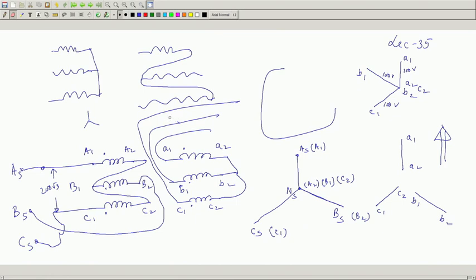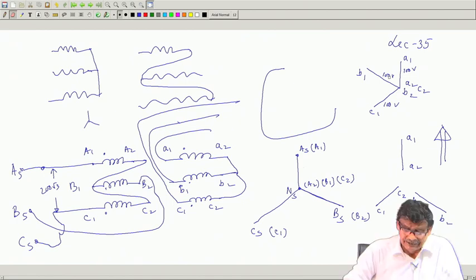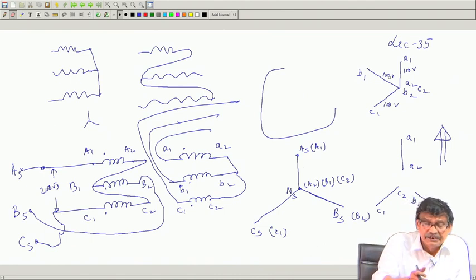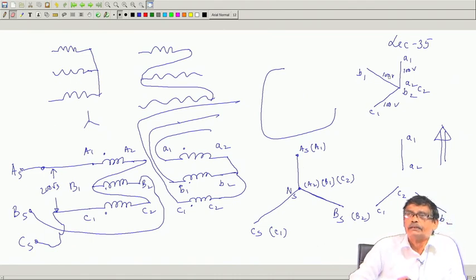Is he going to get a balanced 3 phase voltage? Answer is no. You get some 3 terminals, the voltage of each phase looks the same, but they are not 120 degrees apart. So, a balanced 3 phase voltage you are not getting. Therefore, just from the definition of star connections of passive elements, one should not proceed in a 3-phase transformer connection.